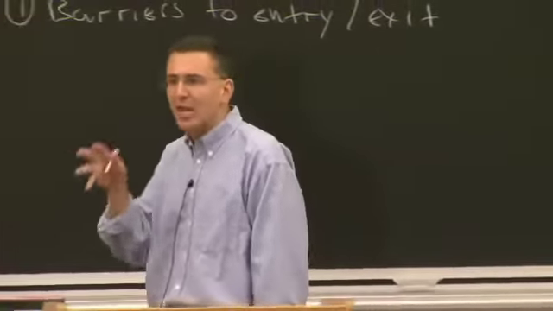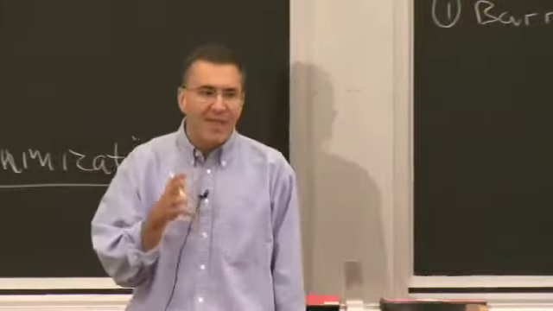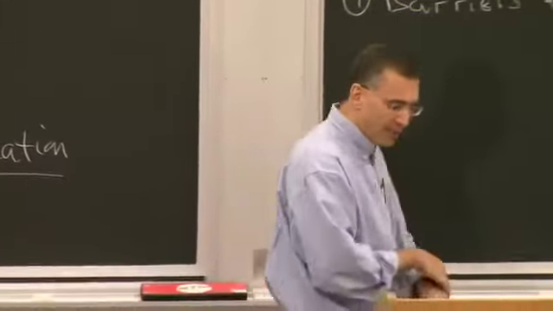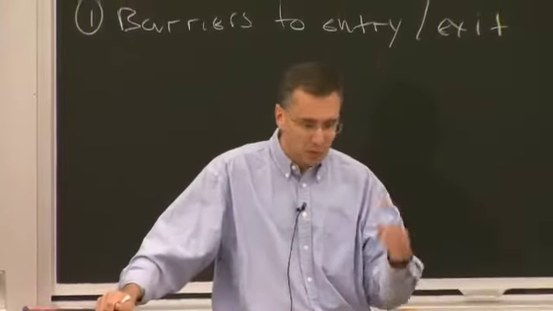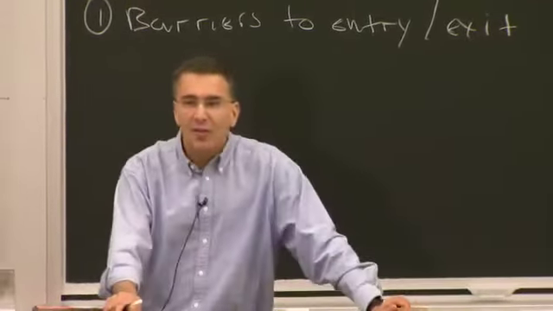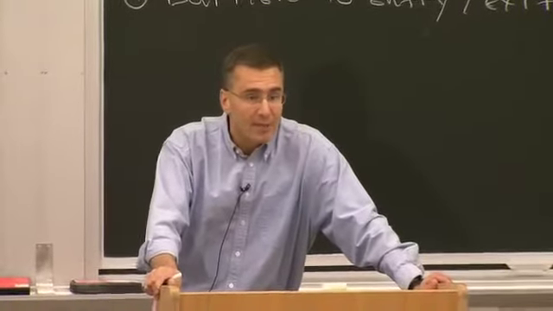Okay? So barriers to entry exist all over the place. And they're a big reason why we don't get a perfectly elastic supply curve in most markets, because of things like patents or thuggery. Okay? So that's one example of why you don't get it.